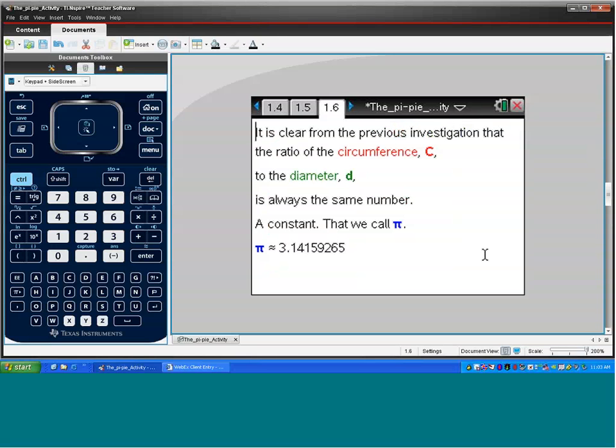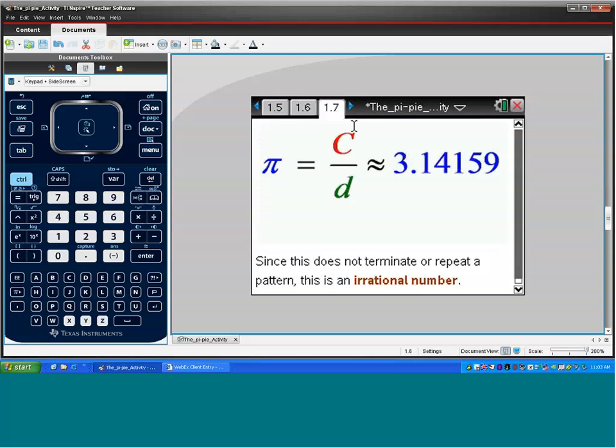It's clear from the previous investigation the ratio of the circumference C to the diameter D is always that same number, a constant. We call that number pi, and it's approximately 3.14159265, and so on. And here's what you would see in a textbook sometimes. Since this number does not terminate or repeat a pattern, it's called an irrational number.